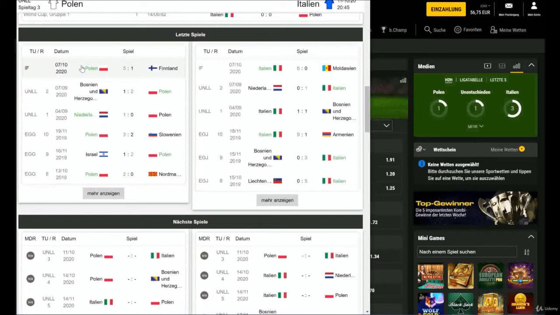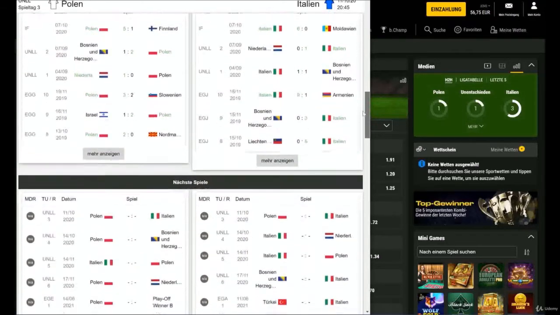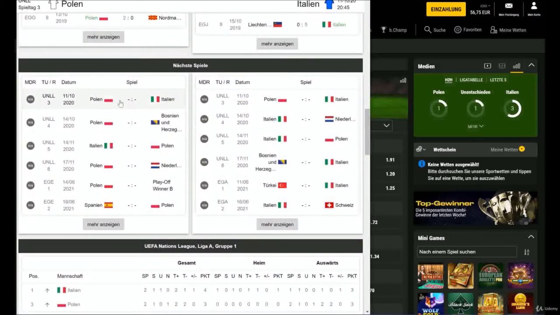So, what we see here is that Poland is more likely to concede goals. In all of the last games, except for one, they conceded at least 1 goal. Italy, not so much. 6-0, 0-1. Here they got 1, here they got 1. 0-3, 0-5. So Italy is pretty strong on the defensive end. Okay, that's the head-to-head. Not that much to see right here.